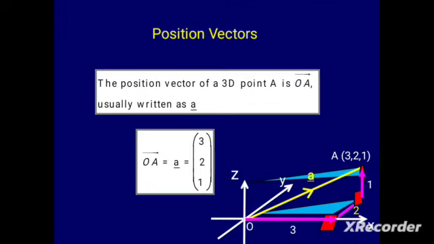Now on the position vectors, the position vector of a 3D point A is OA, usually written as vector a in small letter. And now this is summarized as vector OA is equal to vector a, equal to (3, 2, 1). And that is the coordinate for the position vector of A.